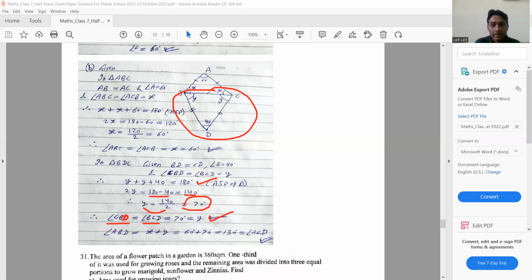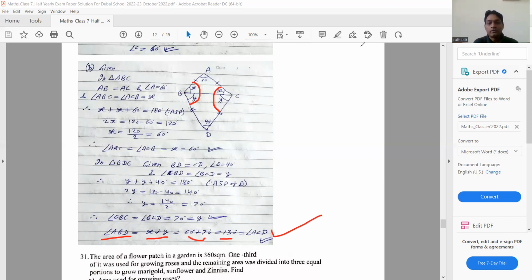We also need to find two more angles, one being angle ABD. It's very simple. Angle ABD is equal to x plus y, which is also equal to angle ACD. So x plus y, 60 plus 70, is 130. So these two angles are also 130 degrees. This is the answer of all the sub-portions of part B.